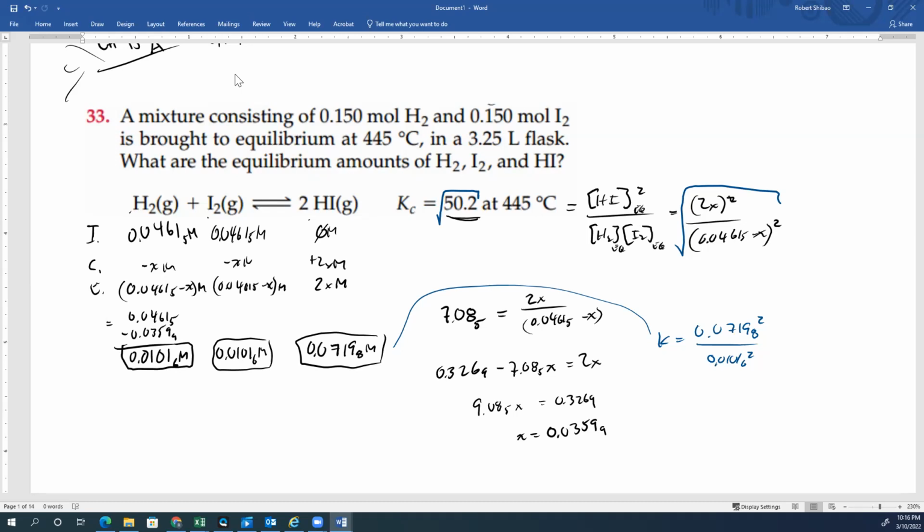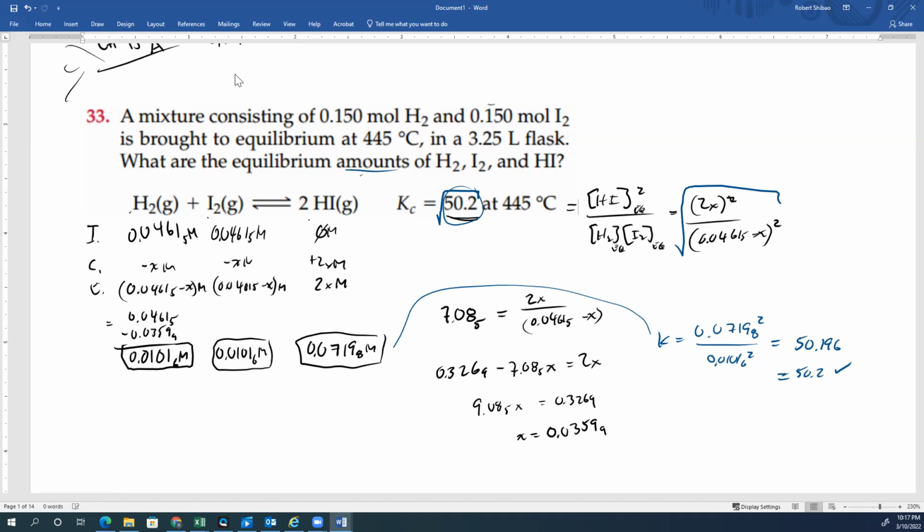And so I have this in my calculator: square that numerator and then divide it by 0.01016 squared, and that equals. My calculated K value comes out to 50.196. I'm allowed 3 sig figs, so this is going to be 50.2, which checks out because that's what it's supposed to be. So it looks like I didn't make any calculation errors so far.